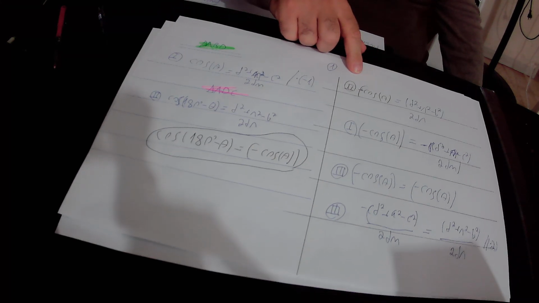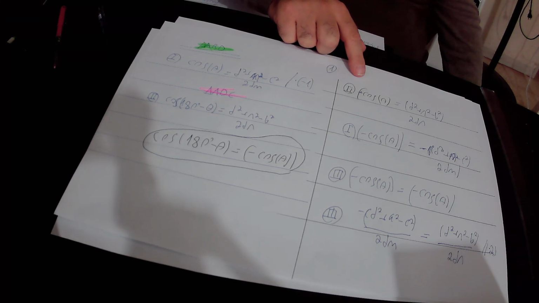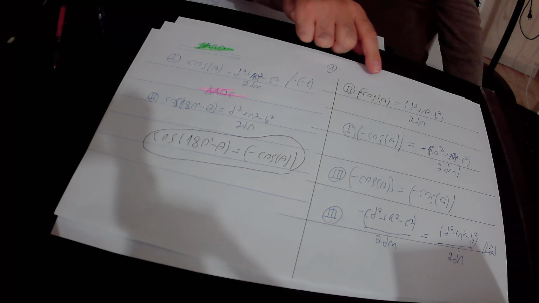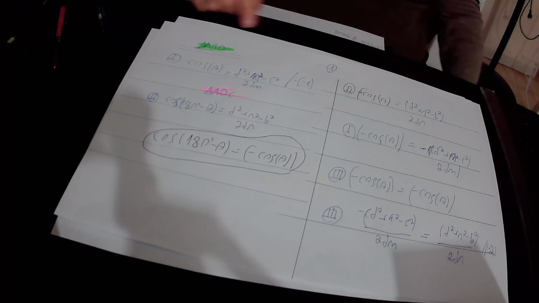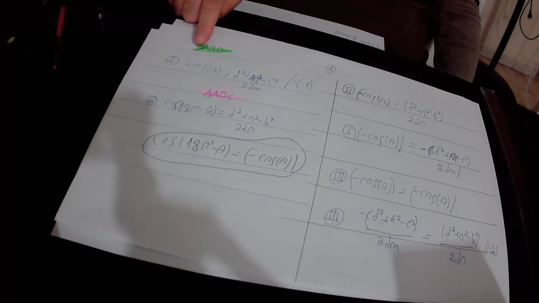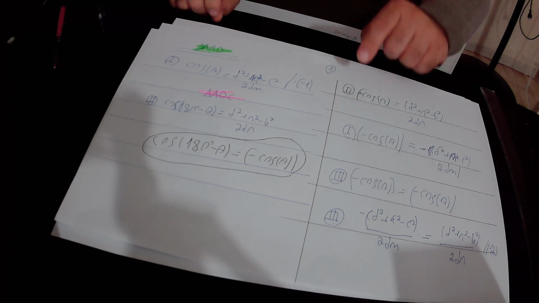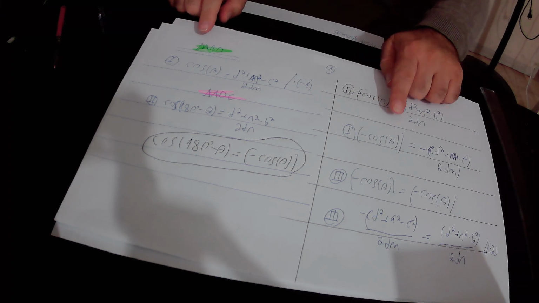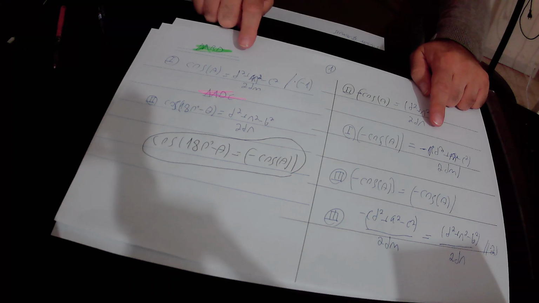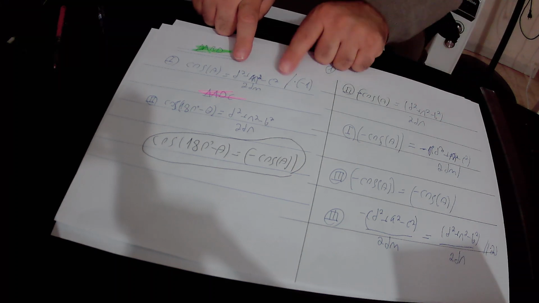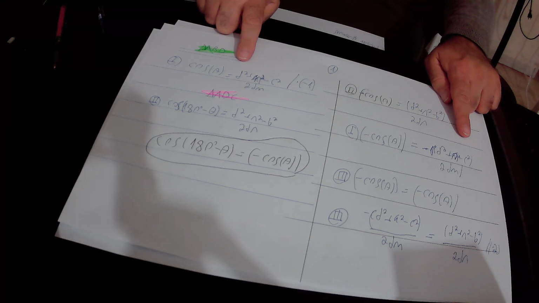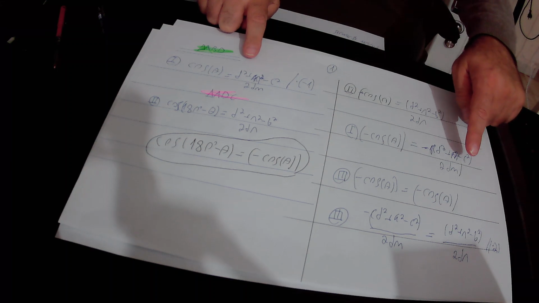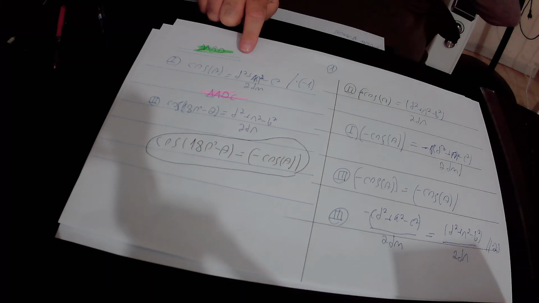We did it and we got that minus cosine theta, in equation number 2, equals d squared plus n squared minus b squared over 2 times d times n. Then we multiply equation number 1 by minus 1. So minus 1 times cosine theta, which is minus cosine theta, equals minus, and we put this expression in brackets, d squared plus m squared minus c squared, all divided by 2 times d times m.